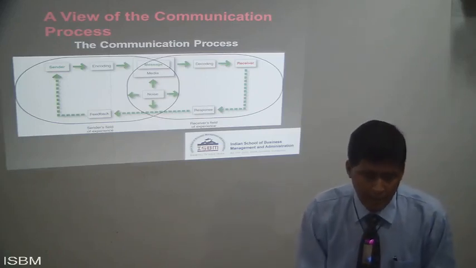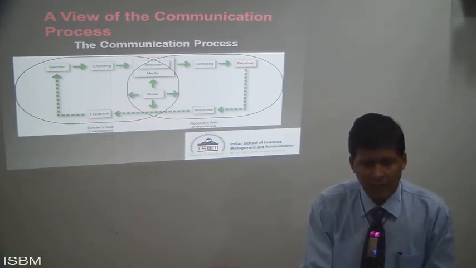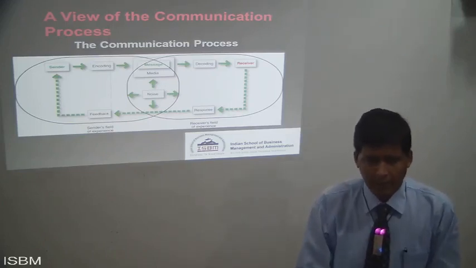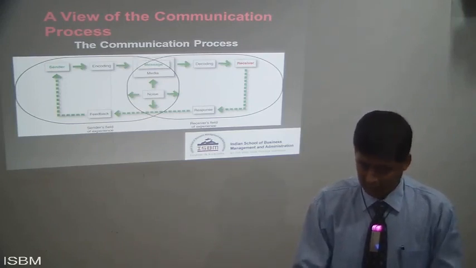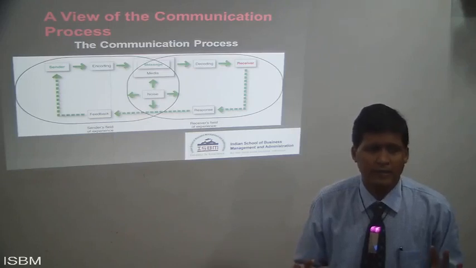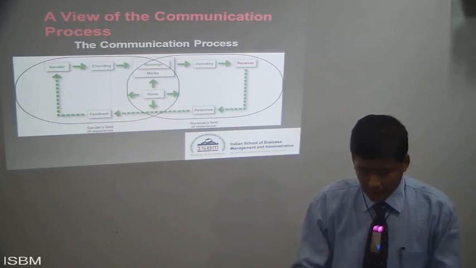If you look into the slide, on the left hand side, you have a sender's field of experience. Now, on the right side, we have a receiver. Left side, we have a sender. So in the communication process, we know that there needs to be a sender, there needs to be a receiver.